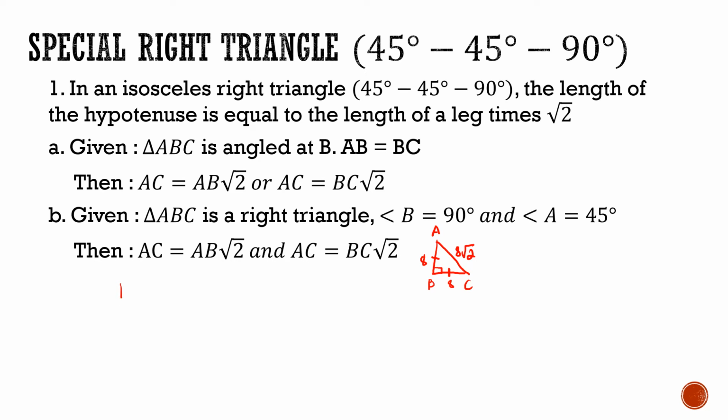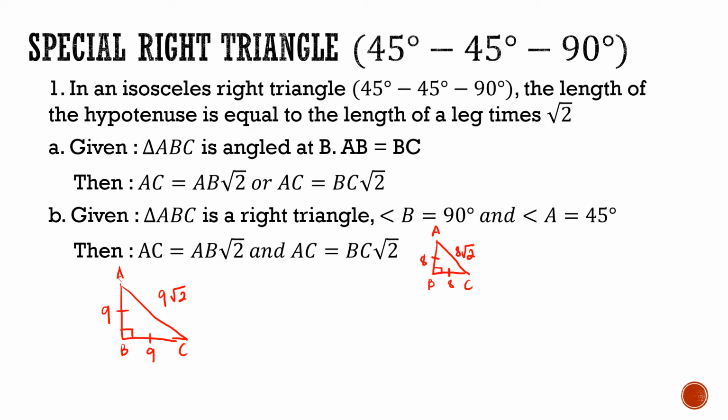Let's have another example. For example, this is right triangle ABC, where B is 90 degrees. For example, the hypotenuse measures 9 square root of 2. Let's find AB and BC. Again, as we all know, the measurement of the hypotenuse is just the measurement of one side of the given triangle times square root of 2. Therefore, since AC is 9 square root of 2, AB is 9. And since they are isosceles, BC is also 9.